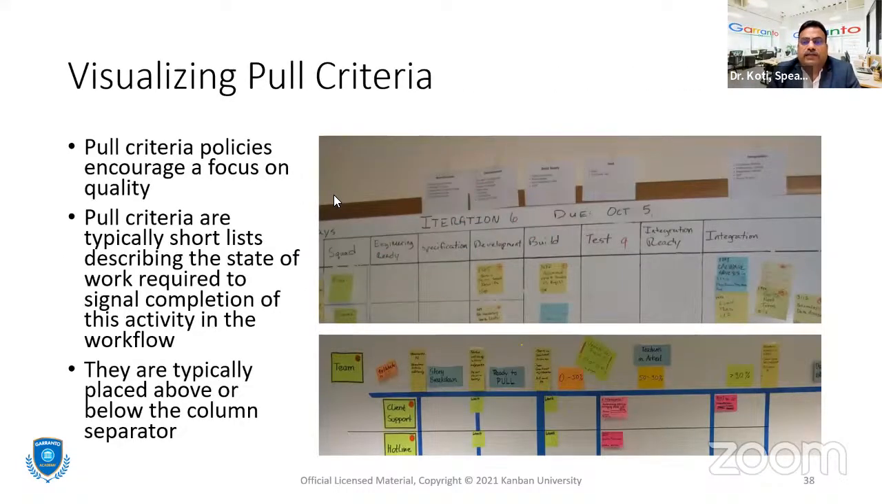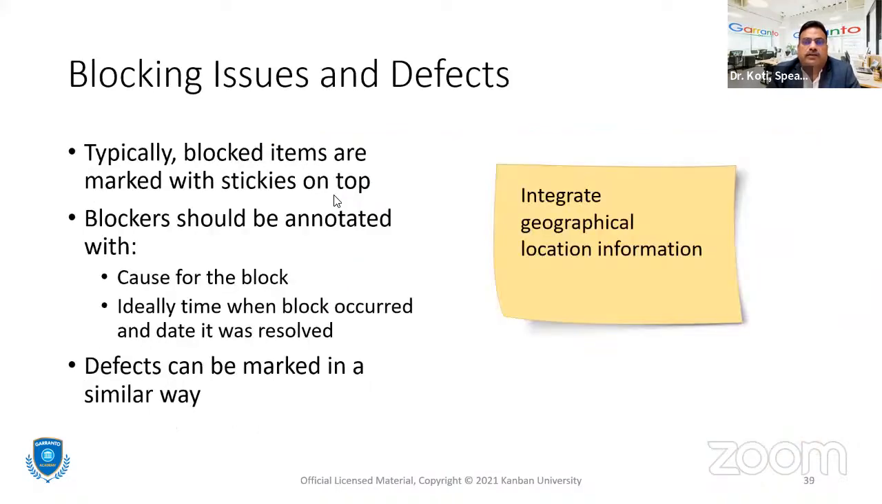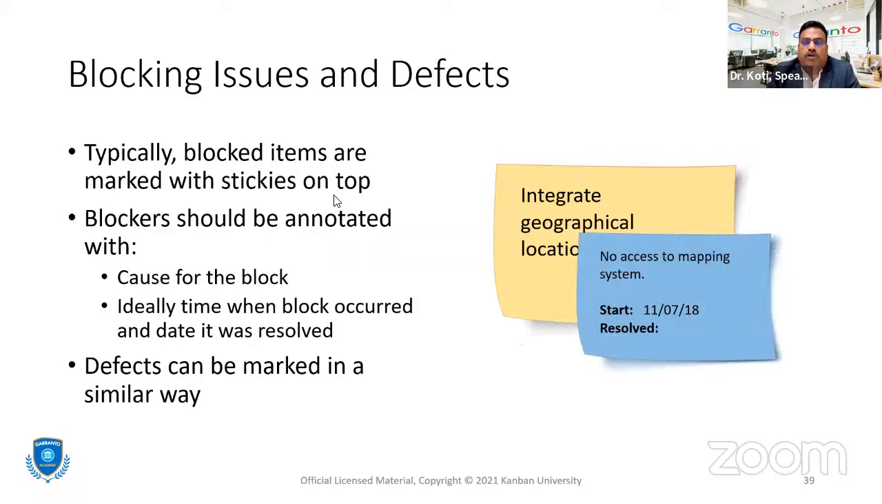And also pull criteria can be something like this. This is a physical board from the practical side of the field. For blocking issues, you can put blockers on post-its, showing what is blocking and what the reason is. You can design all of this.